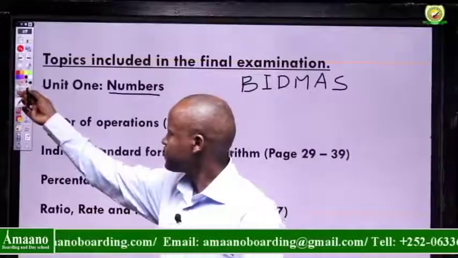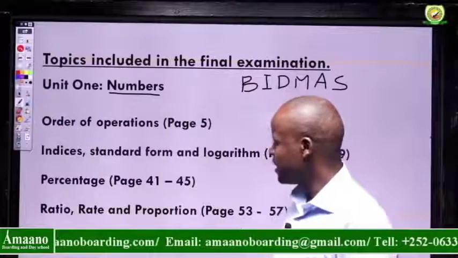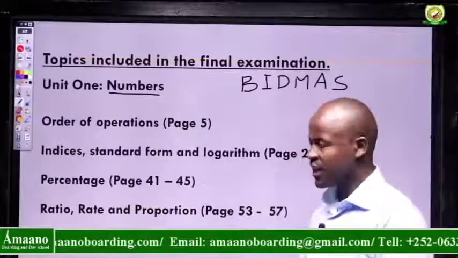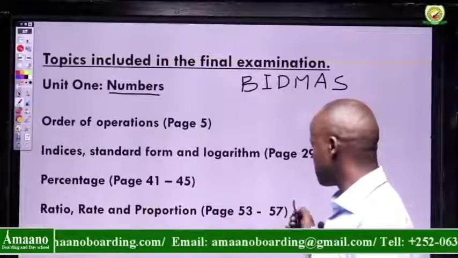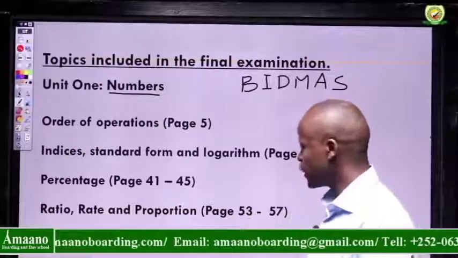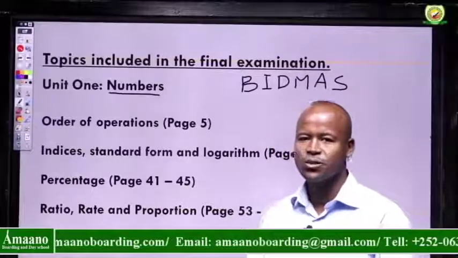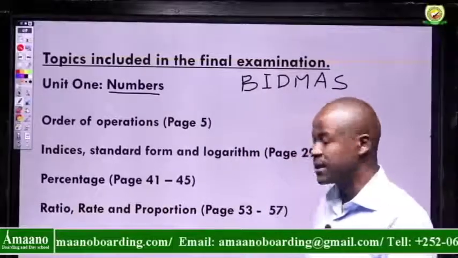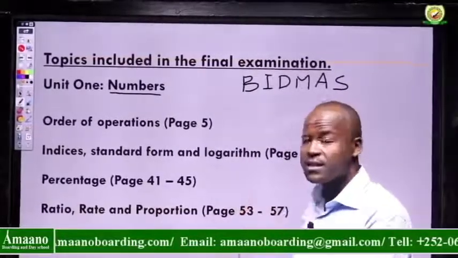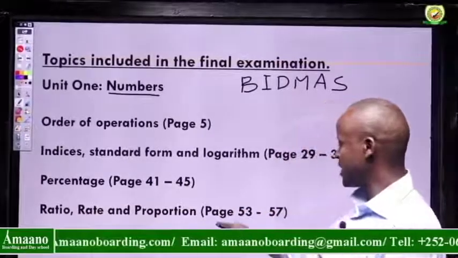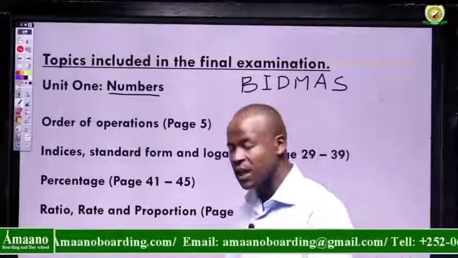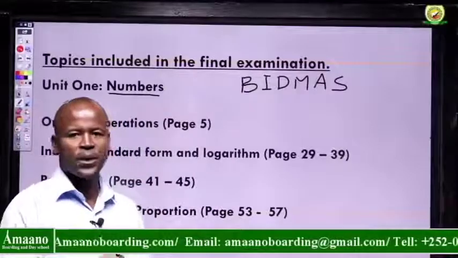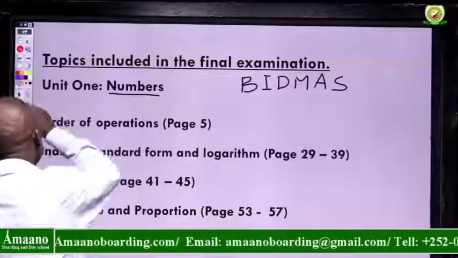The other part that we have seen under this unit is ratio, rate and proportion. You can find these in your textbook from page 53 to 57. We did different questions as classwork and homework, plus we did examples under this topic. So revise this part, read your textbook, from page 53 up to 57, and then do repeatedly the questions that we did in class as classwork and homework from your activity book.